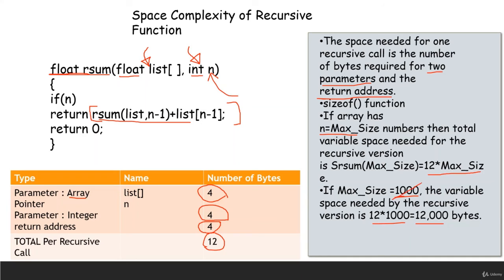If you want one more example, if the max size is 2000, then it will obviously be 24,000 bytes, right? So this is how the space complexity of a recursive function is calculated, and I hope you understand how iterative and recursive functions work and how the space complexities of those functions are calculated.